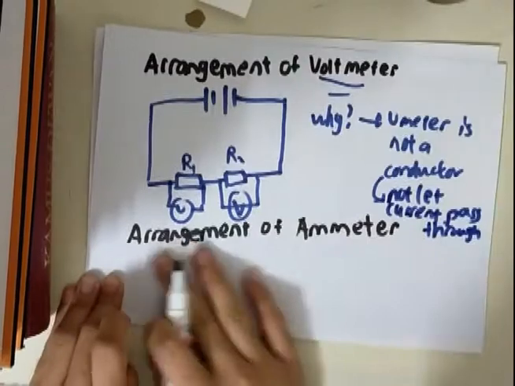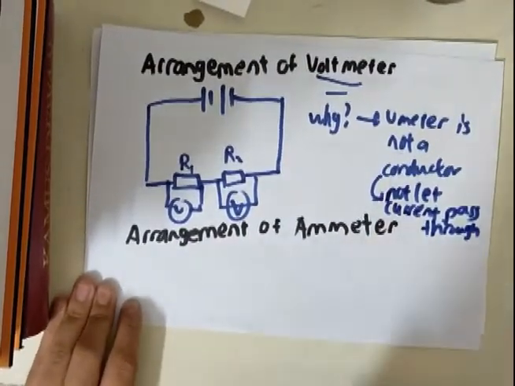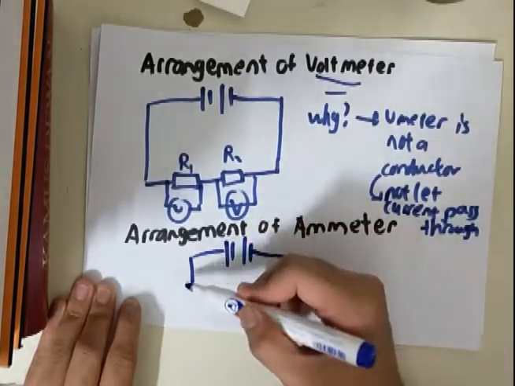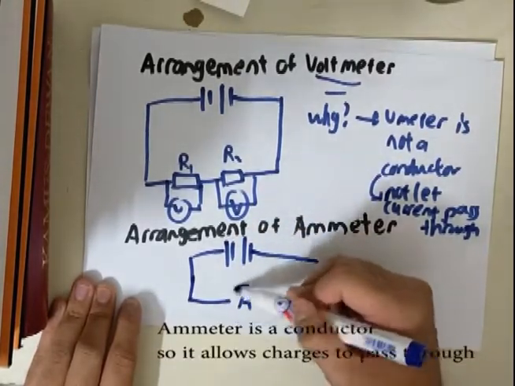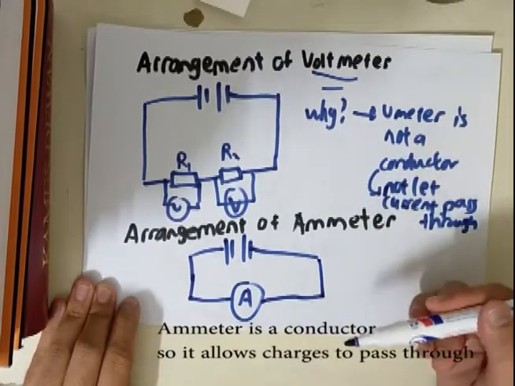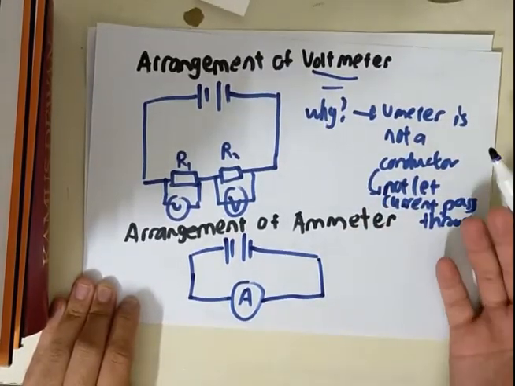So the next thing is the arrangement of the ammeter. The arrangement of the ammeter is simple. You have to place it in series because your ammeter allows charges to pass through. So you just arrange it in series. It would not affect anything.